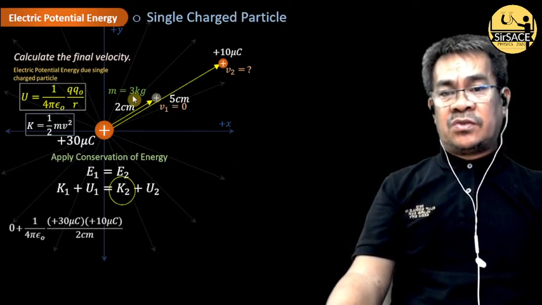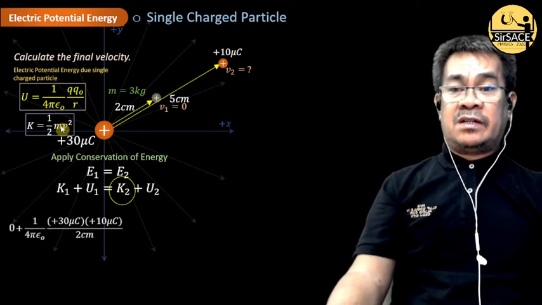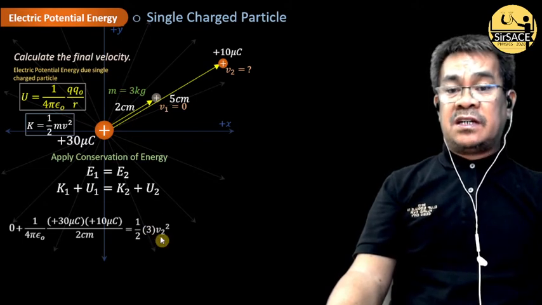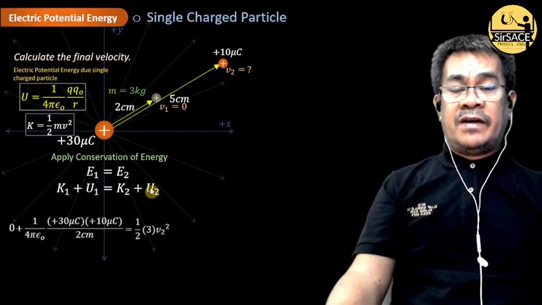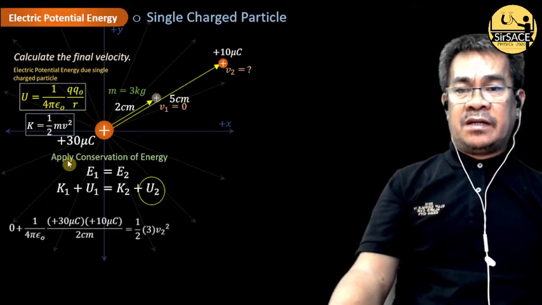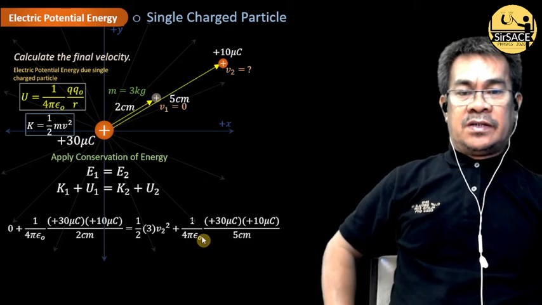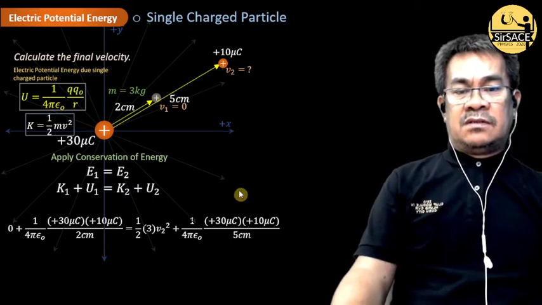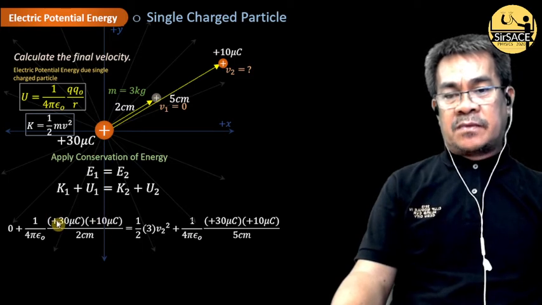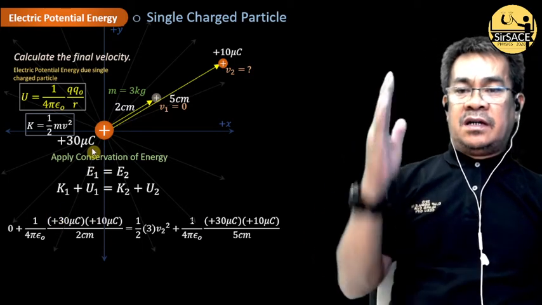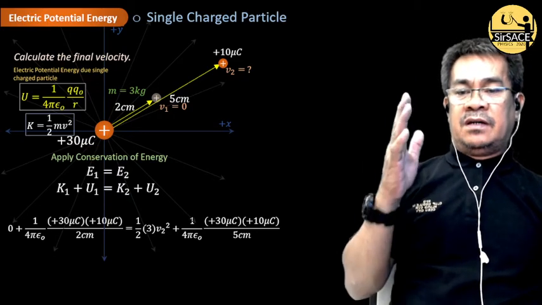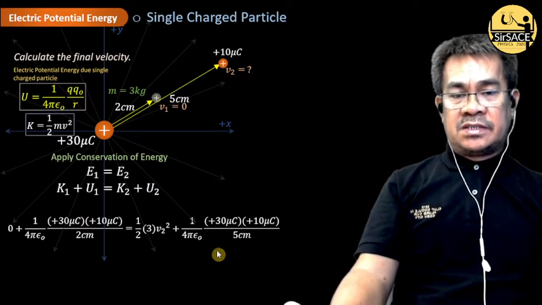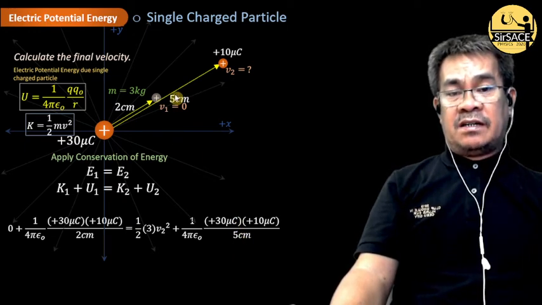So since we don't know the velocity, but we have this mass, we can use the formula 1/2 multiplied by 3, which is the mass, times the unknown velocity, squared. And the final potential energy is again the formula 1 over 4 pi permittivity Q naught over R. So we have 1 over 4 pi permittivity times positive 30 microcoulomb. Take note that we emphasize here the sign of the charges because the energy can be positive or negative. So consider always the sign of the charges. So positive, positive, the result is positive. Then we have over 5 because this is the final position.